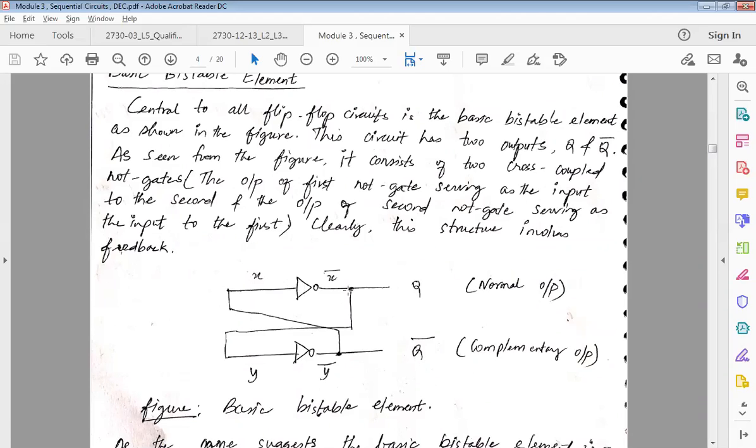So x bar, y bar. This is my q. Q is just the output of the upper stage, and q bar is the complemented version of q. So if q is 0, then q bar is going to be 1. What do we understand by this? We're going to have two states: the first is the high state and the other is the low state. Suppose I give x bar here, then I'm going to get x as my output, the normal way of representing our inverter. Any doubts here, students? Basic bistable element.